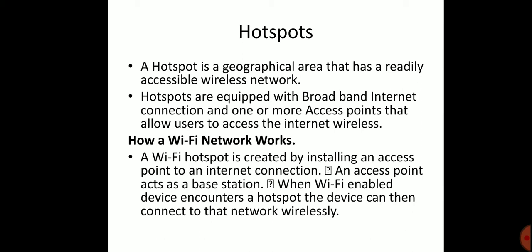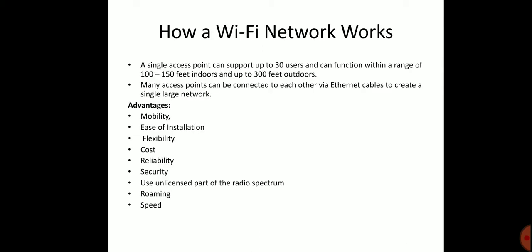How does a Wi-Fi network work? A Wi-Fi hotspot is created by installing an access point on an internet connection. An access point acts as a base station, and when a Wi-Fi enabled device encounters a hotspot, the device can then connect to that network wirelessly. A single access point can support 30 users and can function within a range of 100 to 150 feet indoors and up to 300 feet outdoors.